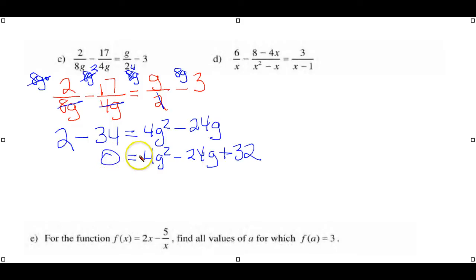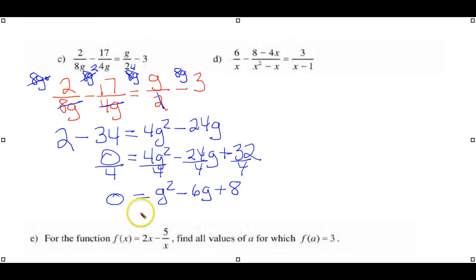Now this is a quadratic equation in standard form. How do we solve that? Well, first we want to factor out a 4 from everything. So I'm going to divide everything by 4 just to make it smaller. So this is still 0. This is going to be g squared minus 6g plus 8. Now we factor this.